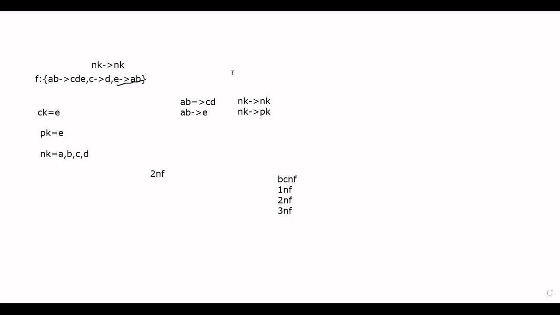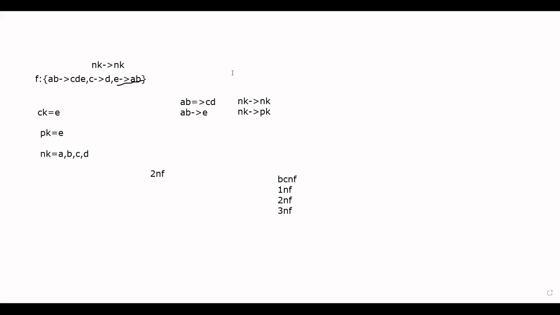Now check for C to B. What is C? NK. And what is B? NK. So NK to NK is there, because PK to NK is not. Then AB to CD. What is AB? NK. What is CD? That is also NK. So here also NK to NK, so 2NF is there. Now AB to D. What is AB? NK. And what is D? NK. So NK to NK, but still it is in 2NF.